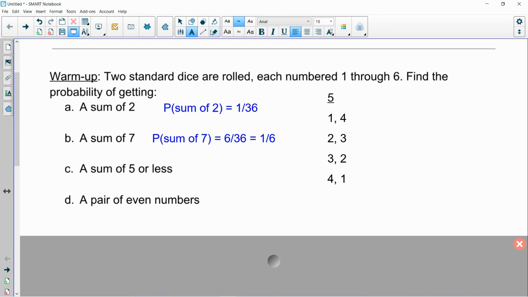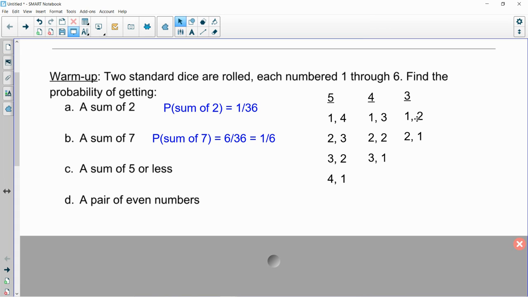Okay. How about 5 or less? Well, how about 4? We could get a 1 and a 3, a 2 and a 2, 3 and a 1. So now we see here we have 3 different possible combinations. Let's keep rolling. How about a 3? We can do a 1 and a 2, and we can do a 2 and a 1. So now we wind up with just 2 combinations. You're going to see this pattern here.